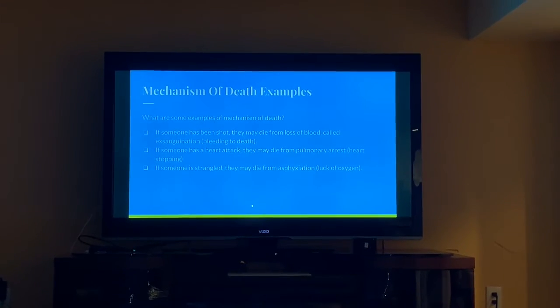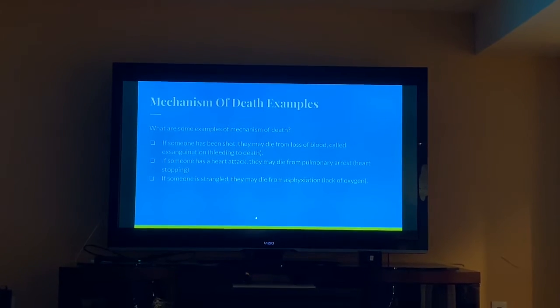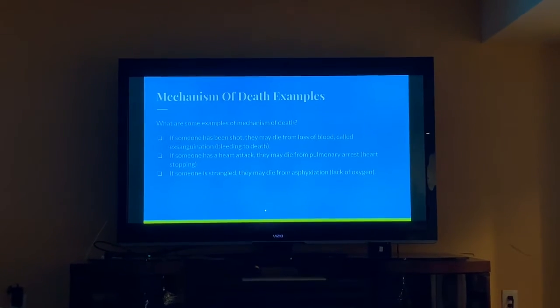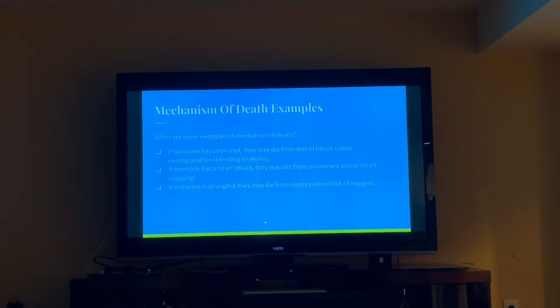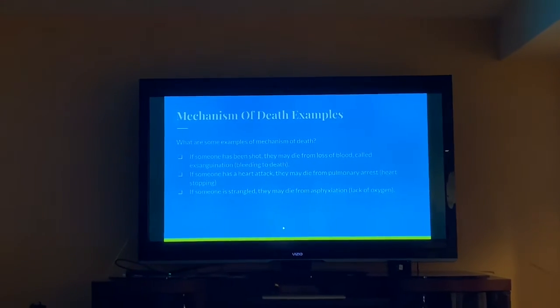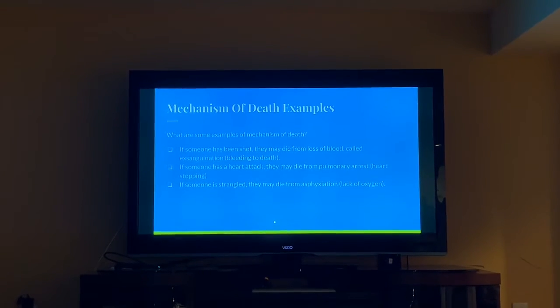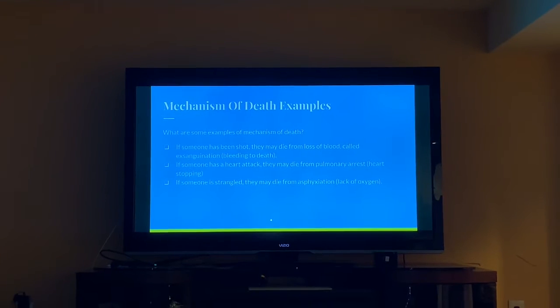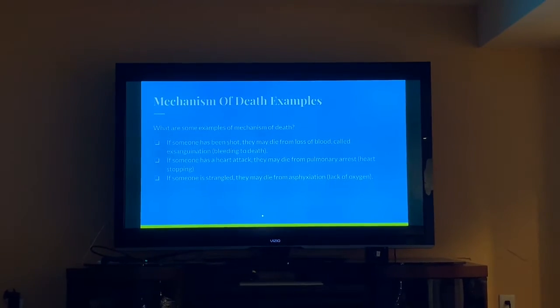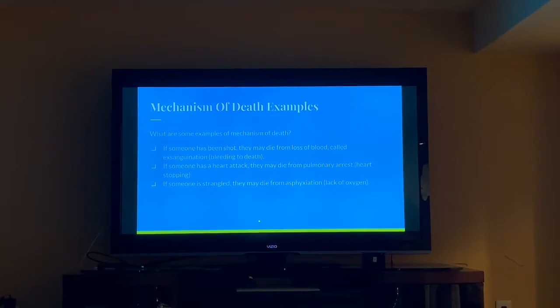Right now, I'm going to give you some examples of mechanism of death. So what are some examples of mechanism of death? If someone has been shot, they may die from loss of blood, called exsanguination, or bleeding to death. If someone has a heart attack, they may die from pulmonary arrest, or the heart stopping. If someone is strangled, they may die from asphyxiation, or lack of oxygen.